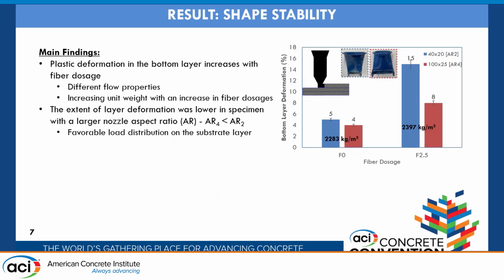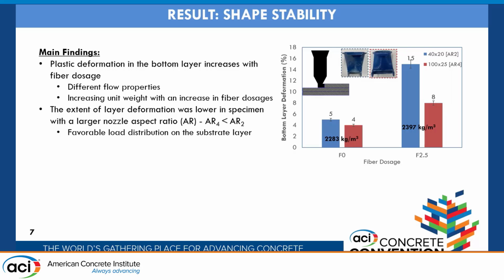So in terms of our results for the fresh state properties, we evaluated the shape stability of these 2 different materials, the plain and also the fiber reinforced material. And how we've done this is we've printed 3 successive layers and then measured the plastic deformation on the bottom layer as an indication of how shape stable the material was. And then we have also evaluated the effect of different nozzle sizes on the deformation as well.